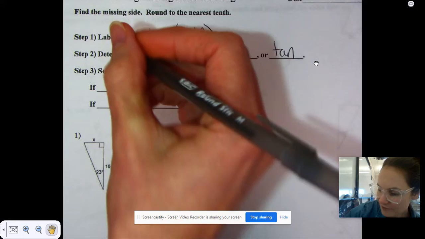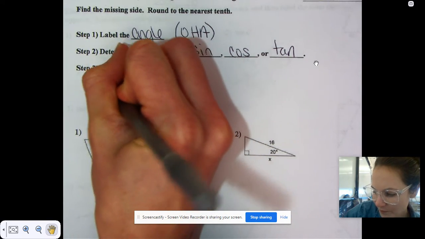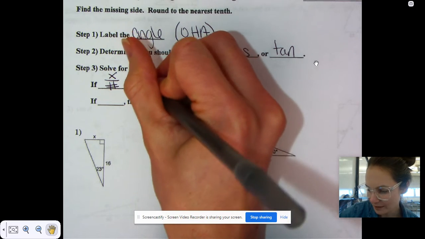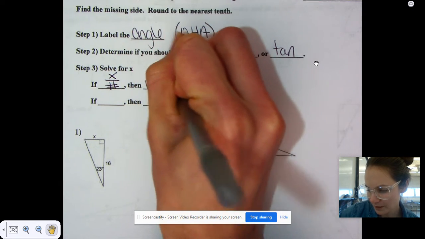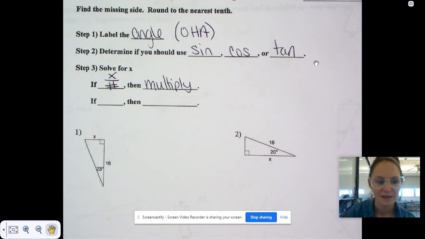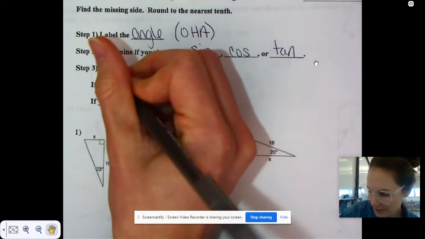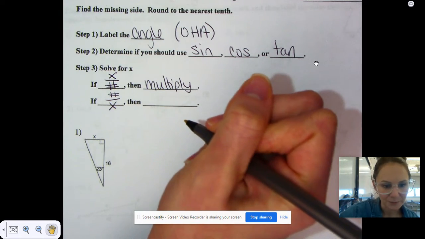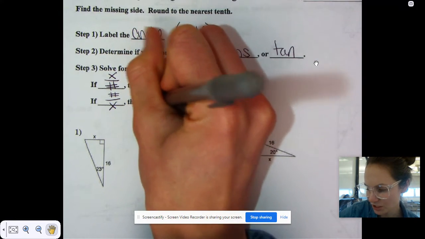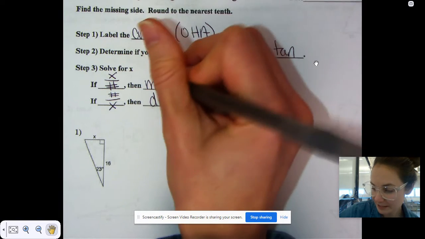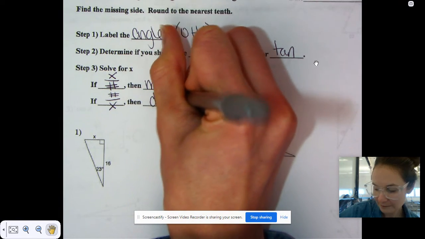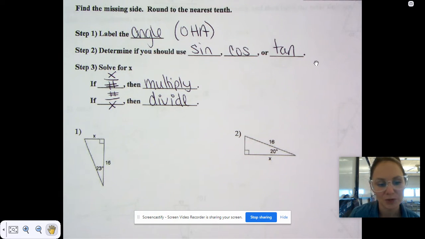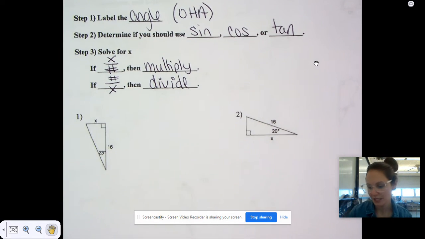So on here, if you have x on top with your number on the bottom, you are going to be multiplying that number. If your fraction is opposite of that, so if your number's on top and the x is on the bottom, we are going to be using division. So you're going to divide. All right, so now that we have that information, we're going to go ahead and do a couple together to see what that actually looks like.